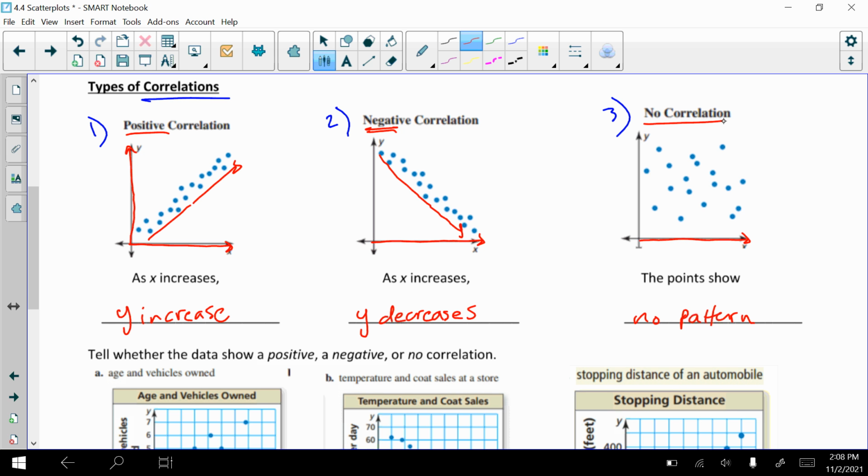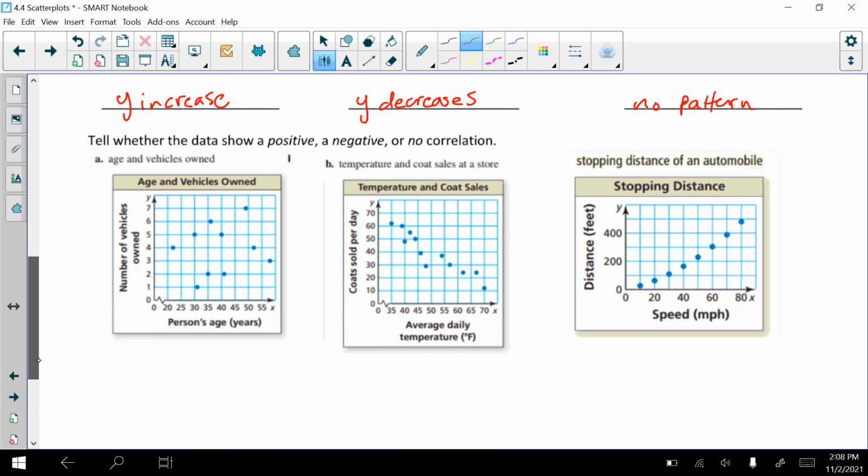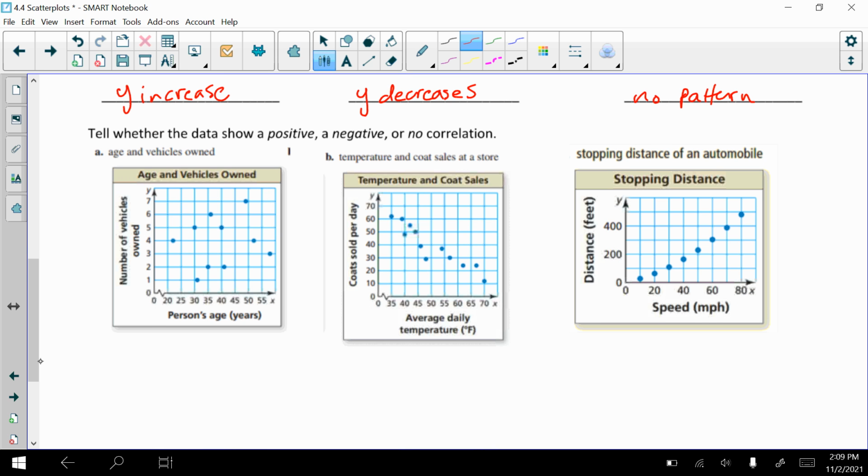Okay. Let's look at a couple examples of this. It says tell whether the data show a positive, negative, or no correlation. So let's just do these one at a time. Let's look at A here. I have age and vehicles owned. So a person's age on the x-axis and how many vehicles they've owned at that age.